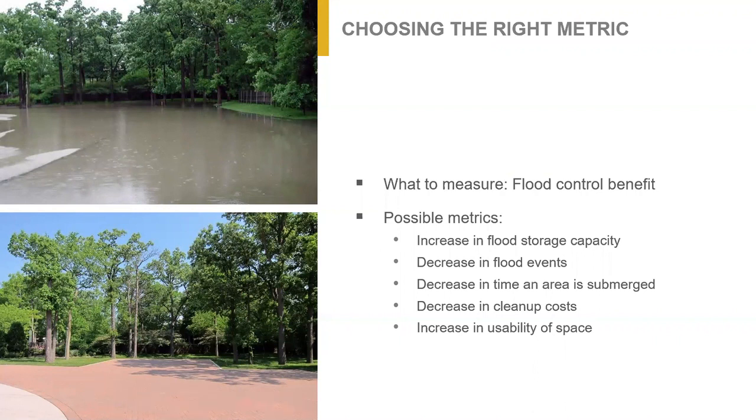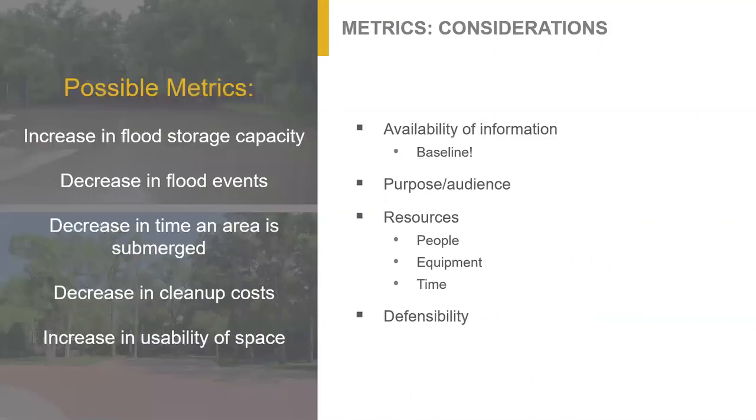So next, there are a lot of different ways to show that. There are many possible metrics for any given benefit. We could show an increase in flood storage capacity, a decrease in the number of flood events, decrease in time in areas submerged, decrease in cleanup costs, or increase in usability of the space. So how do you choose between these? There are several really key considerations when you're choosing a metric.